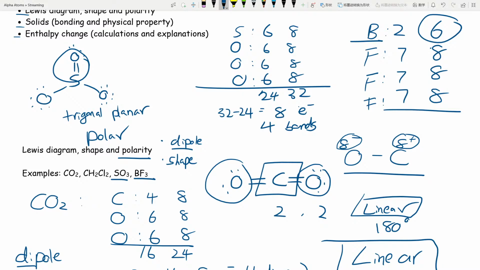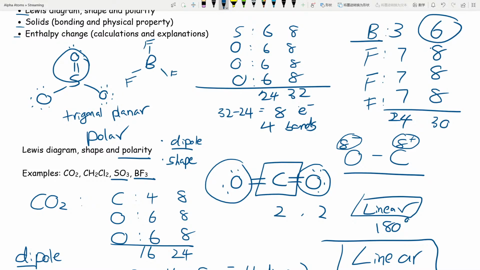So that's going to give you 3, 8, 20, 24. Boron's 3, my bad. So that's going to be 24. So 30 minus 24 is going to give us 6 electrons, so 3 bonds. So BF3 is going to look like this.